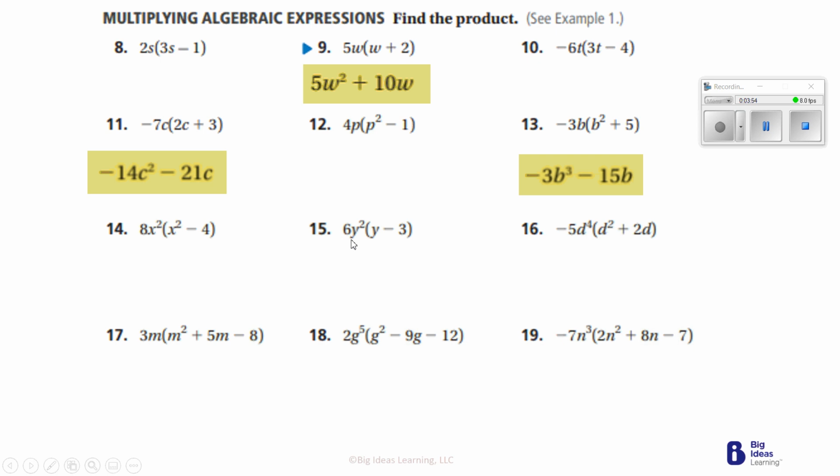Number 15 is next. 6y to the second power times y is going to be 6y to the third power. 6y to the second power times negative 3 will be negative 18y to the second power.